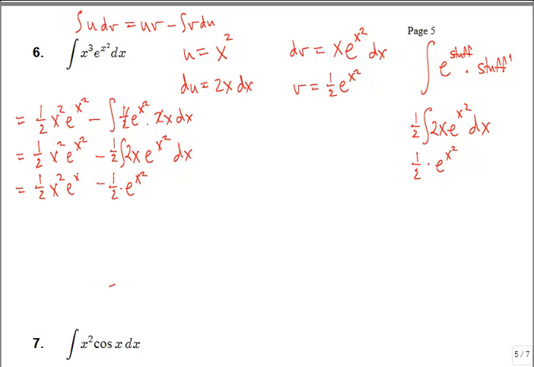So bringing down our stuff in front, here we have our answer. There's no more integrals left, so we're ready to put in our plus c, and there's our final answer. So sometimes on these you have to break up your power of x and use part of it in your dv so that it's something you're able to integrate.